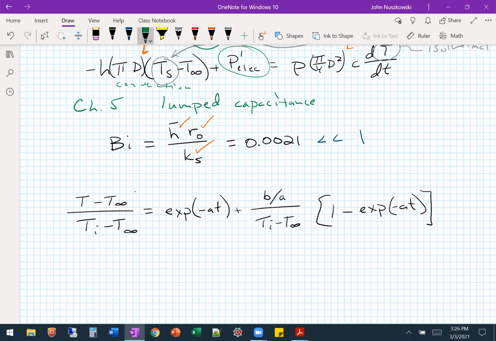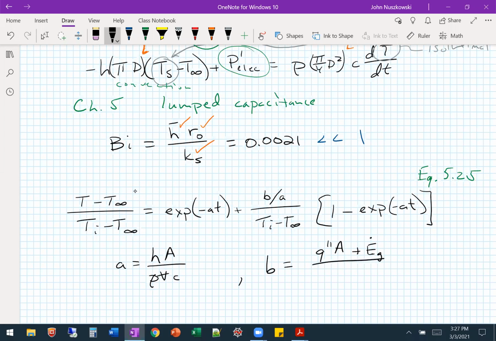So this is our equation 5.25, where A is defined as hA over rho V c, and B, heat flux times area, plus energy generated, divided by density, volume, specific heat.